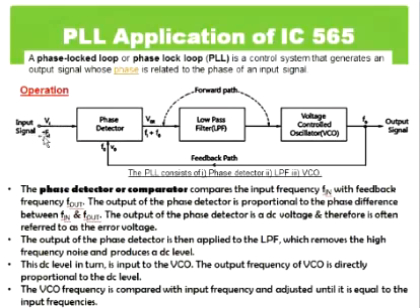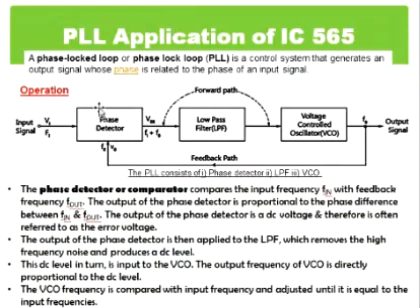So this is our input signal, Vi, and Fi is the frequency of the input signal. There are three components. One is the phase detector, the second is the low pass filter, and the third is the voltage controlled oscillator. The output of the voltage controlled oscillator will be fed back to the phase detector.